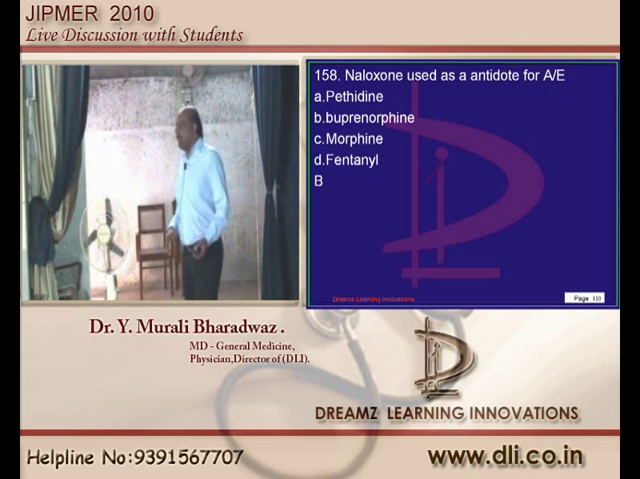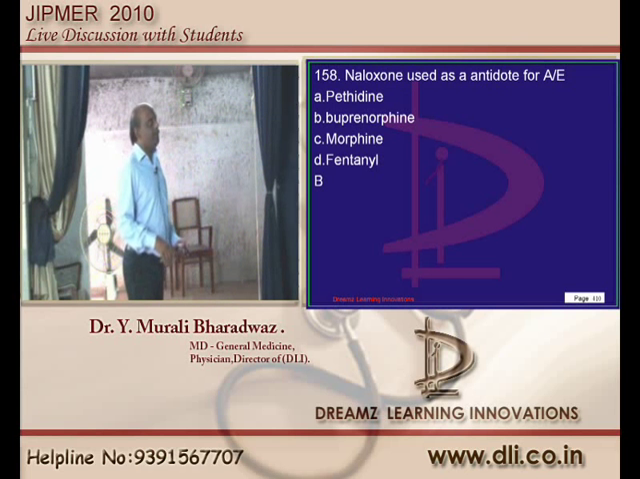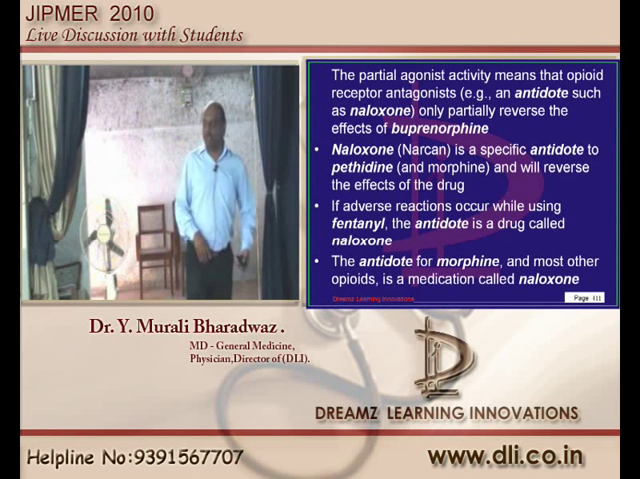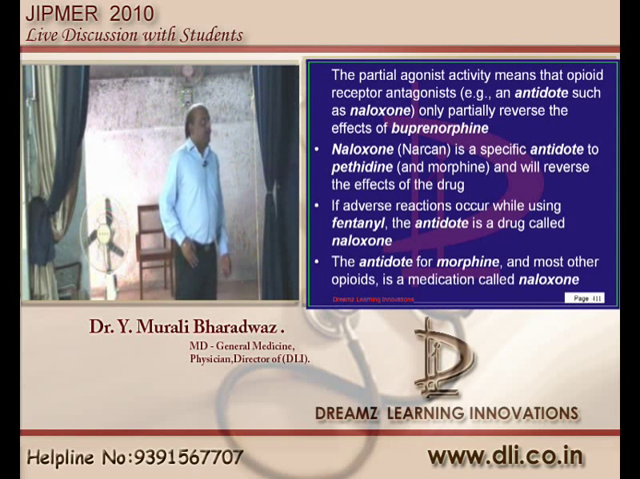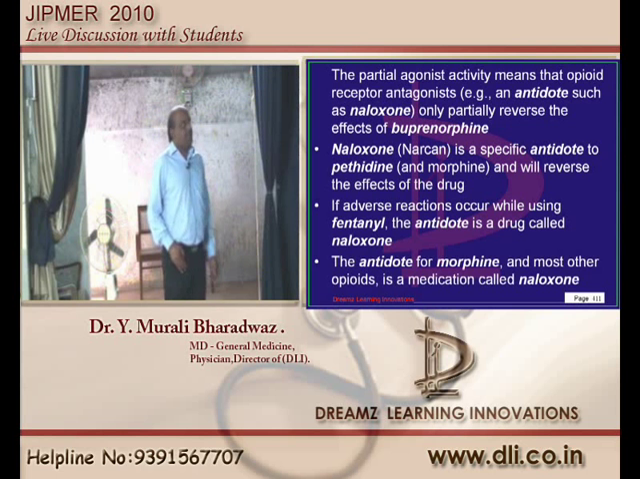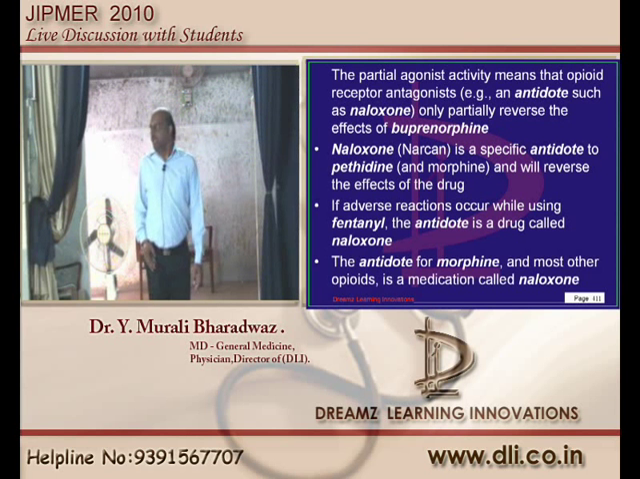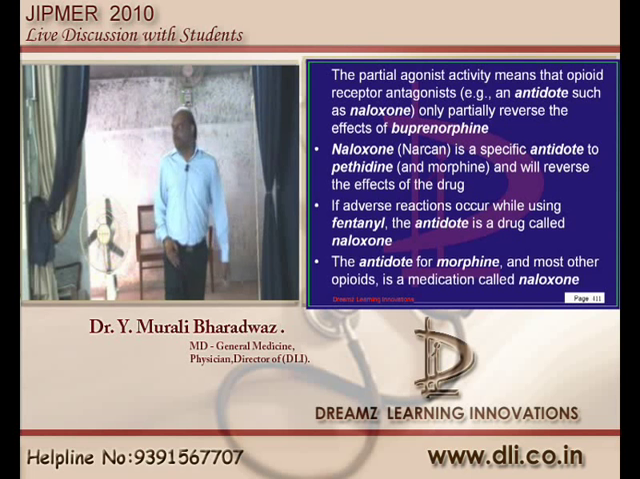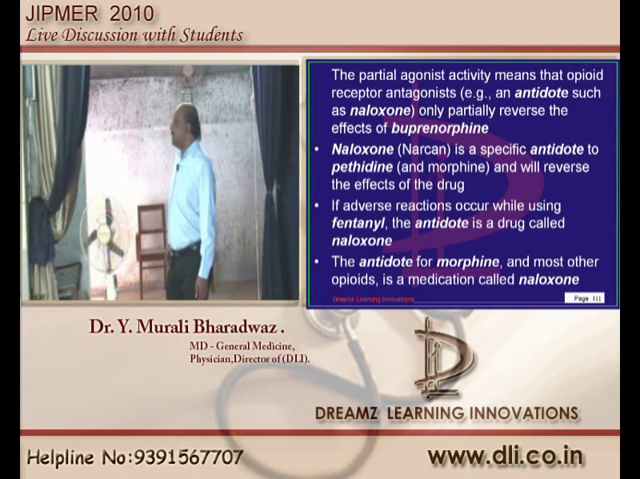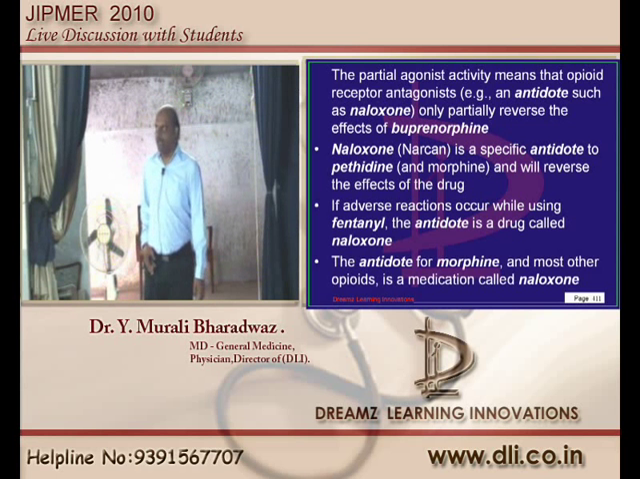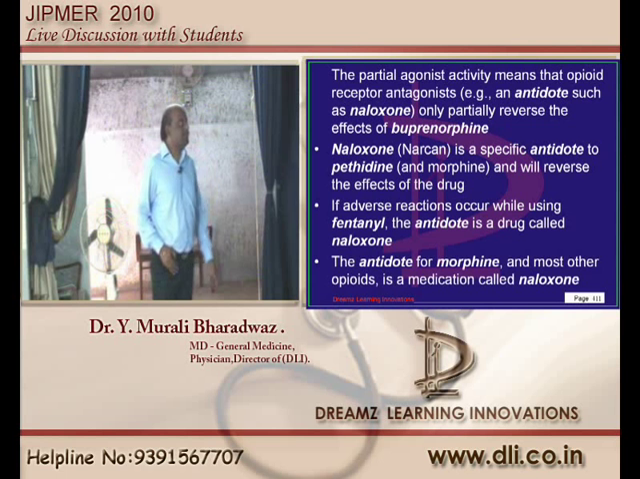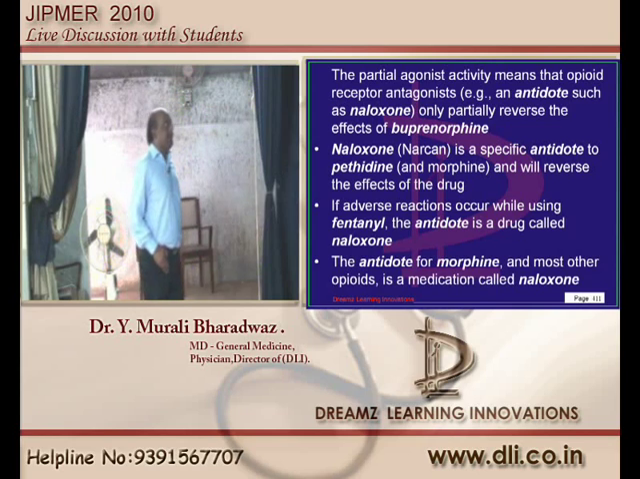Naloxone can be used as an antidote for pethidine, morphine, fentanyl, but why not buprenorphine? Basically it has partial agonistic activity. So if you use an antidote like naloxone, it only partially reverses the effects of buprenorphine, not completely. That's the reason you can't use naloxone, which is an opioid antagonist, against buprenorphine as successfully as you can for pethidine, fentanyl or morphine, which needs to be remembered.